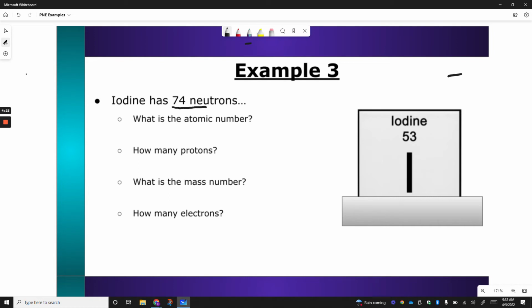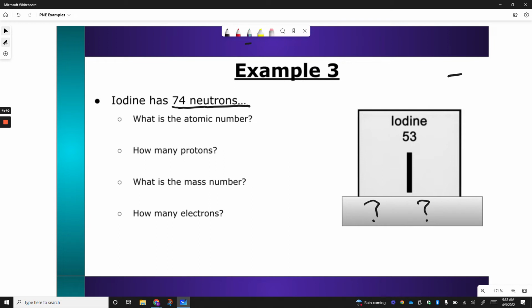So example number 3, we'll notice a couple of things. First of all, at the top here, it says that iodine has 74 neutrons. It's giving us our neutrons. And we don't have our atomic mass written below. We've blocked that off. Okay? So just noticing that, but we'll start at the top and work our way down.